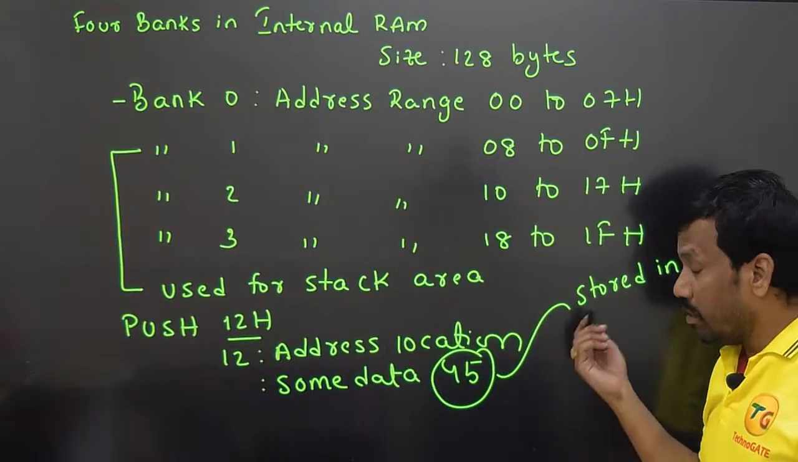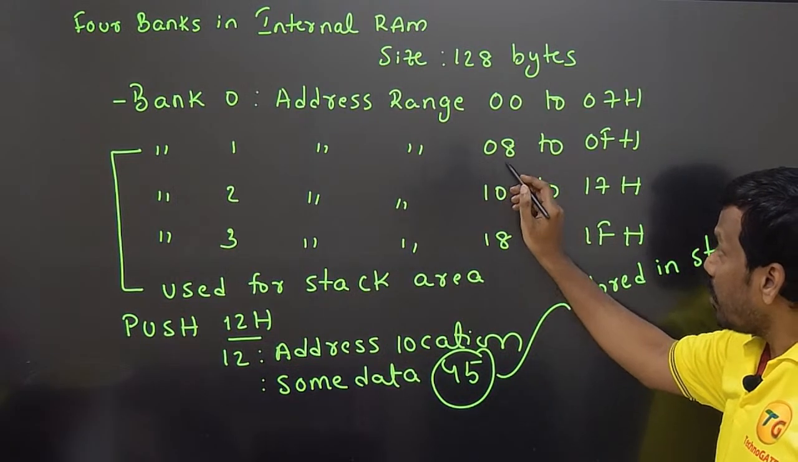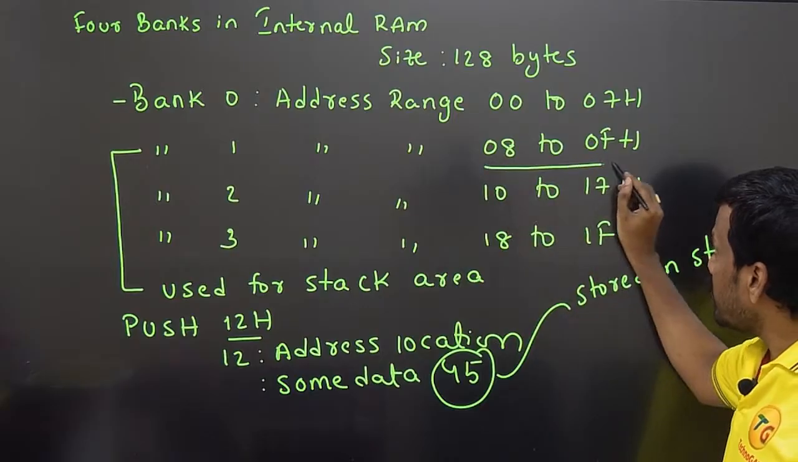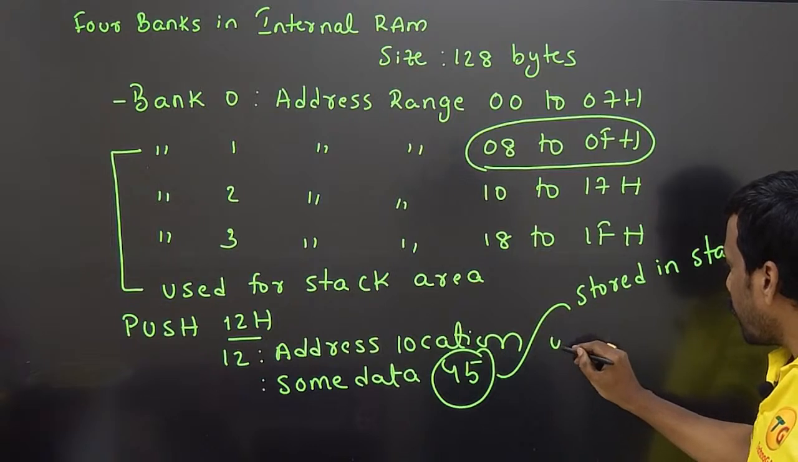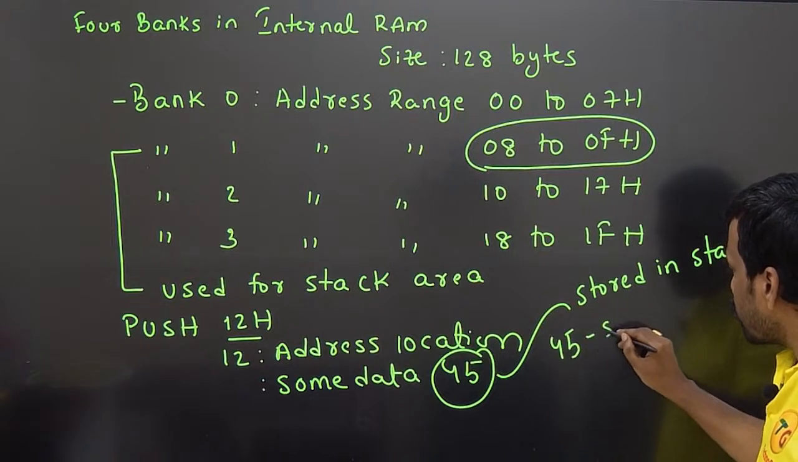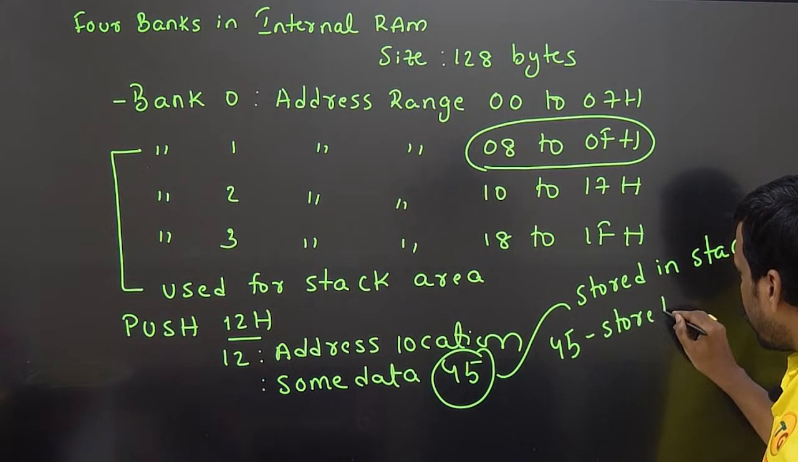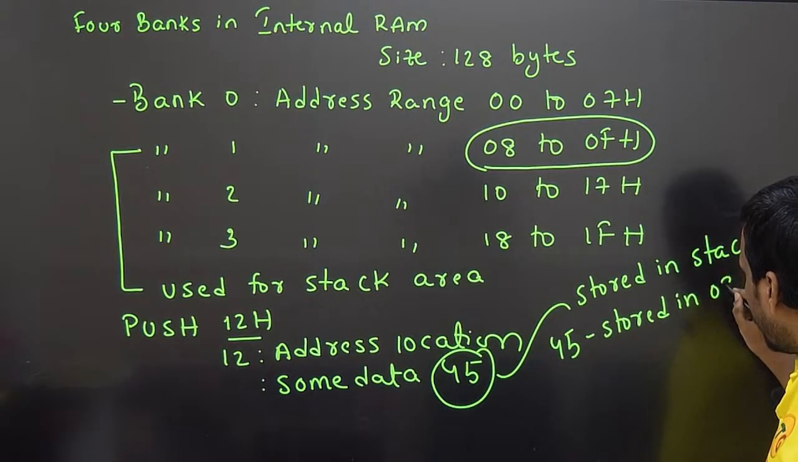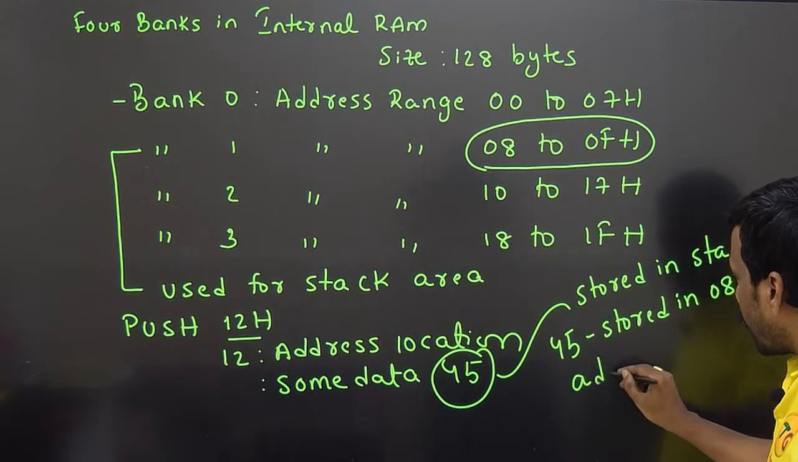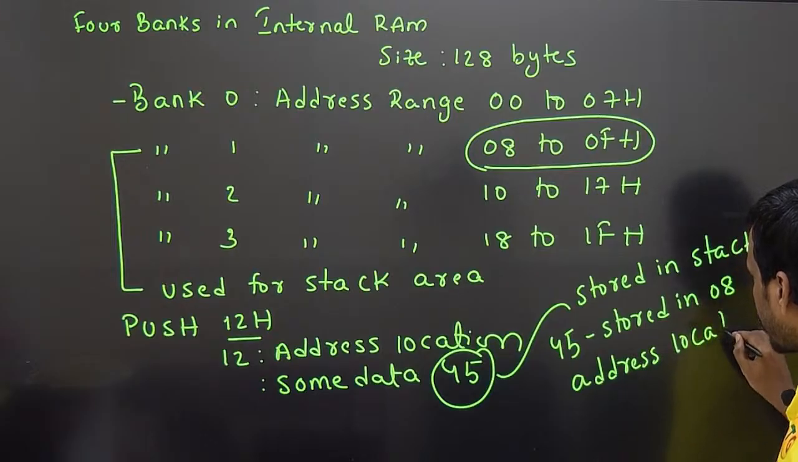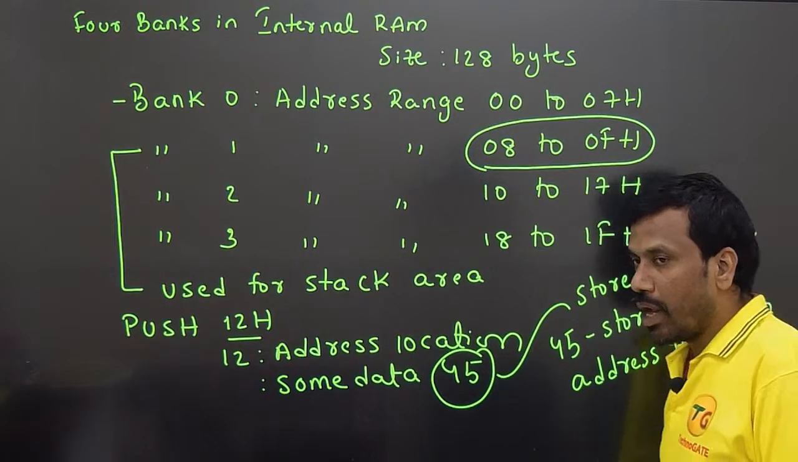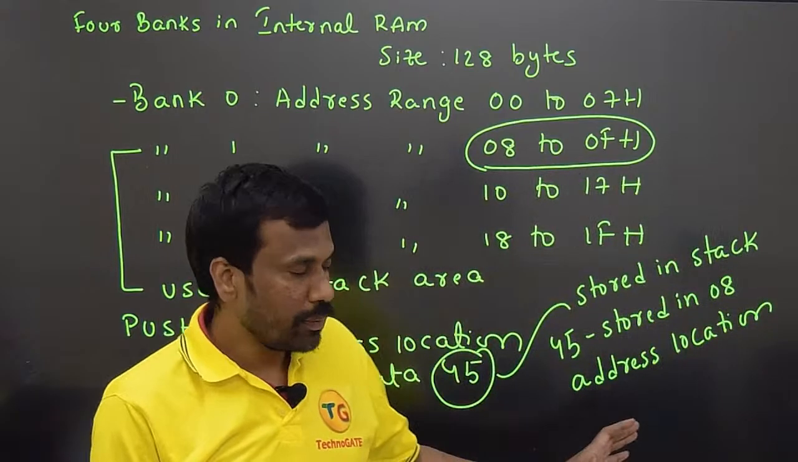And what is the bank 1 address range? Bank 1 address range is 08 to 0F. So this 45 will be stored in 08 address location. So try to understand what I am telling.